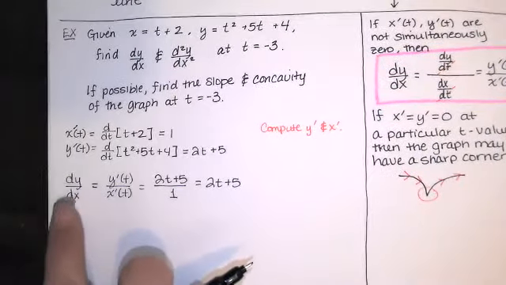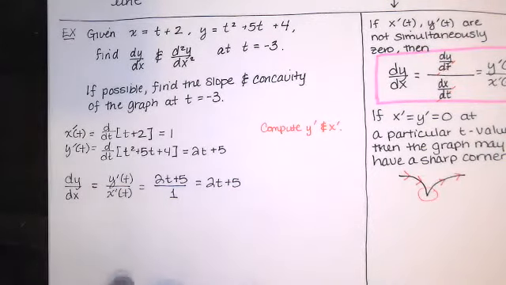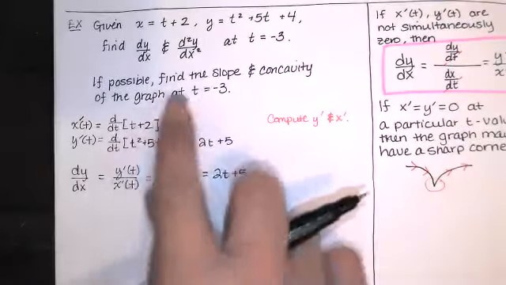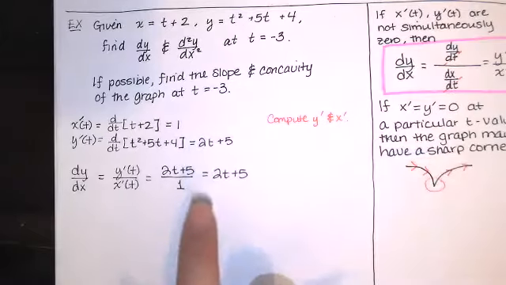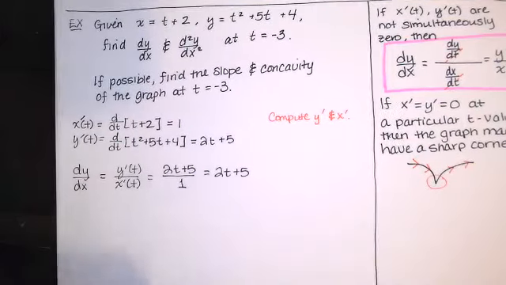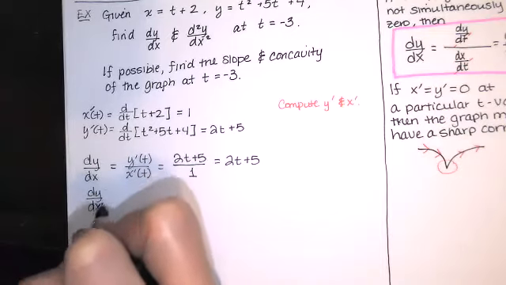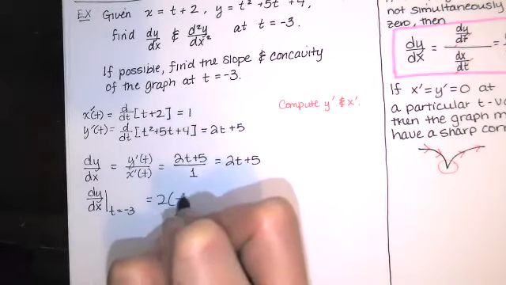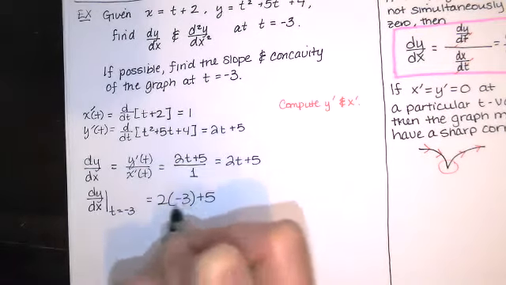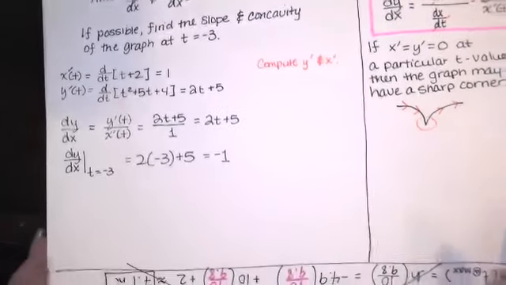So I've got the instantaneous change in y with respect to x, but it's in terms of the parameter t. So when I'm asked for dy/dx at t equals -3, all I have to do is substitute in t equals -3 over here. I've got 2 times -3 plus 5, so it's -6 plus 5, so it's -1. So we have a slope of -1.